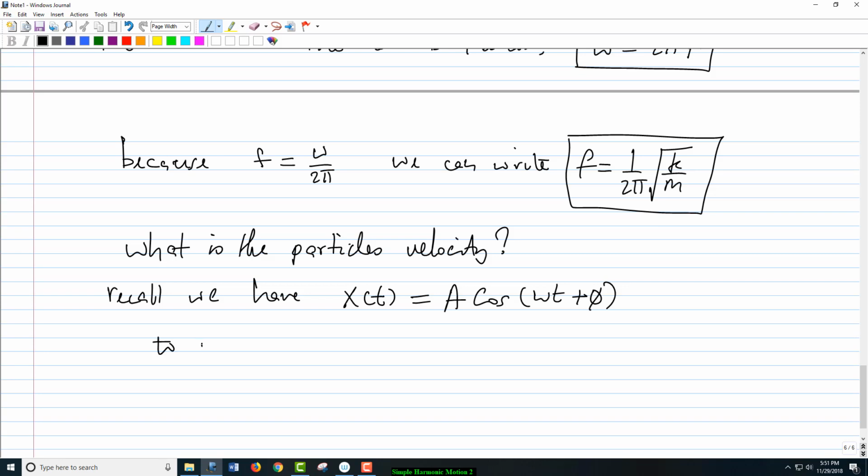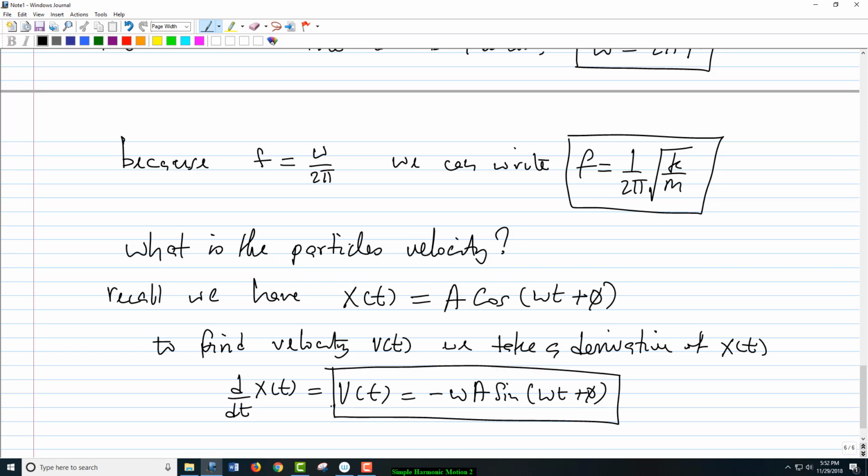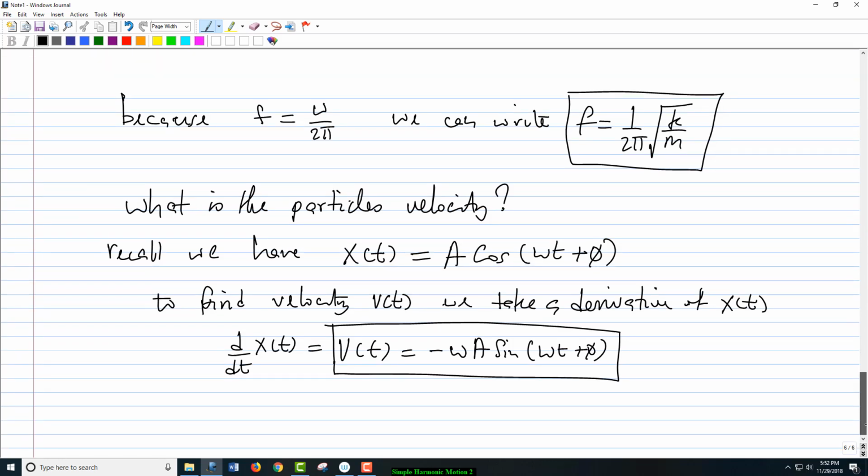But to find velocity v of t, we take a derivative of x of t. And so we say d/dt of x of t is equal to v of t, and this can be written as minus omega a sine of omega t plus phi. So that's the velocity of a particle in simple harmonic motion. And we've already calculated acceleration earlier. So now let's look at what happens for the maximum velocity. Let's call it v max.